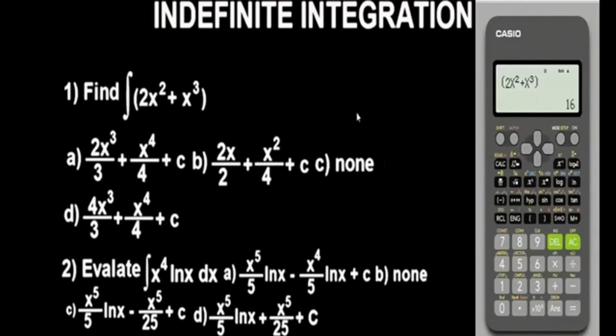So we have 16 right now. We're going to differentiate the options. Anyone that gives us 16 will basically be our answer. It's as simple as this, guys. Okay, so let's begin with option A.